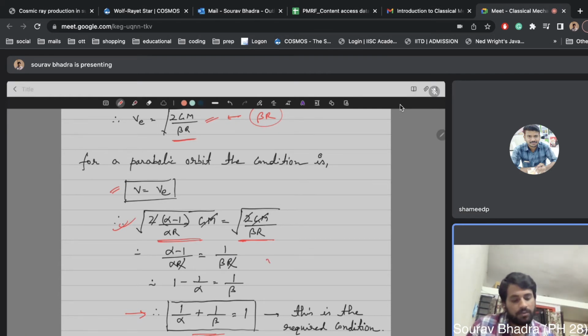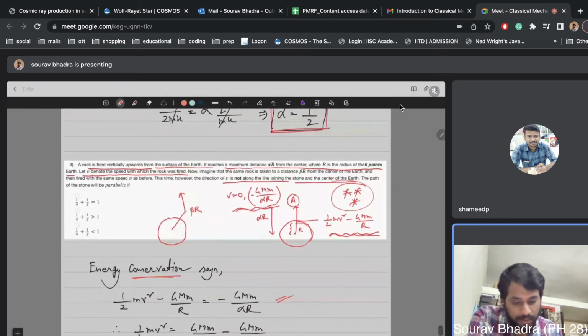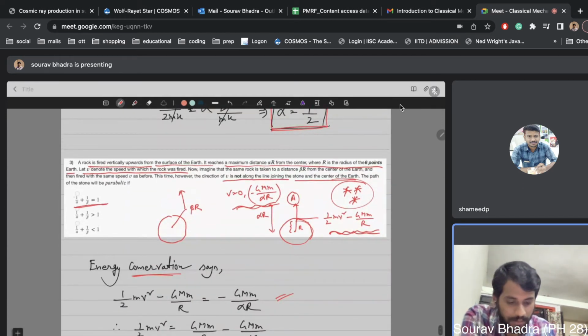Just do this calculation, and you can see there was an option of this also, the option 1/alpha plus 1/beta is equal to 1. So this is the condition for the parabolic path.